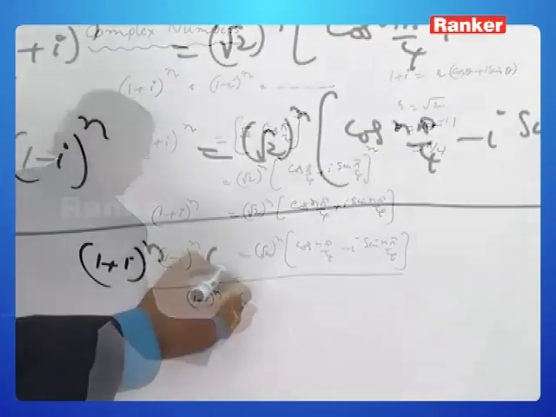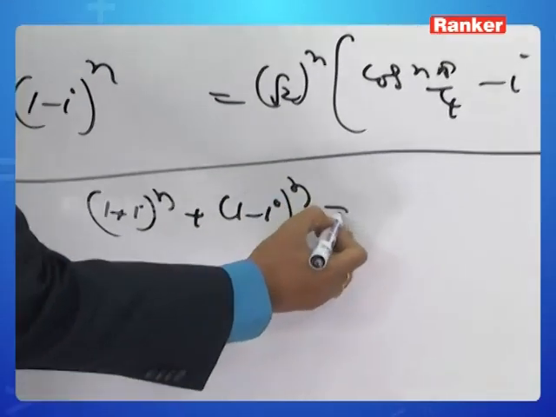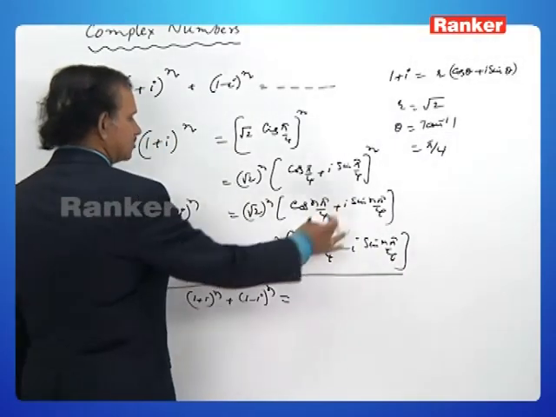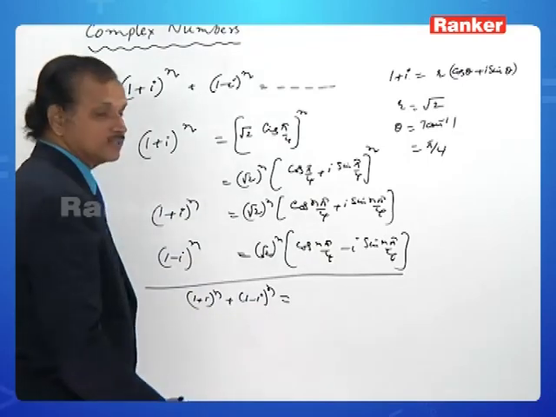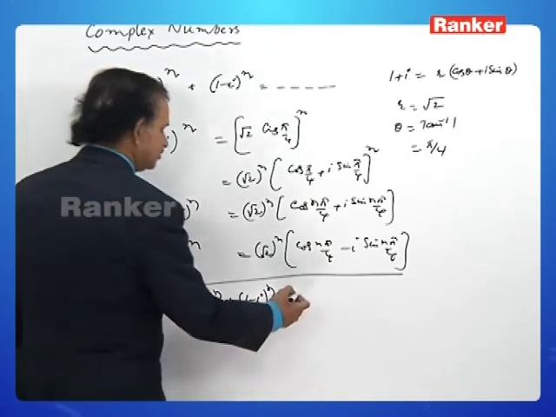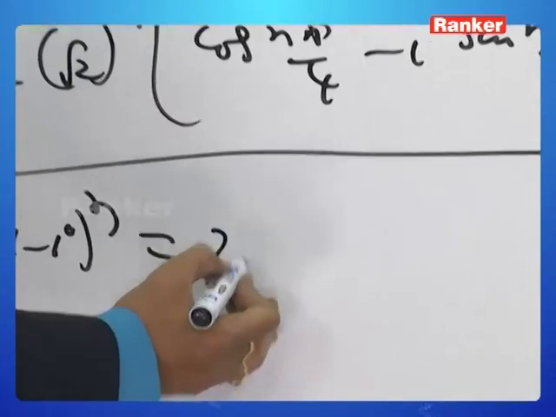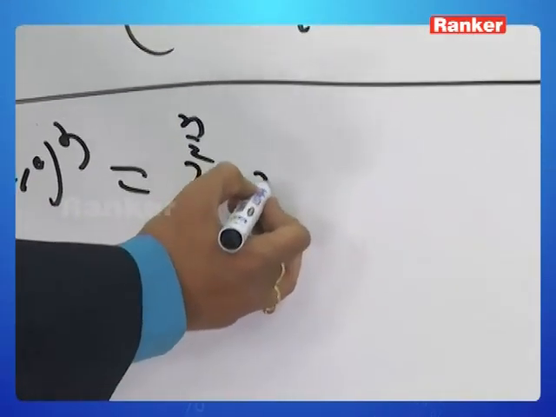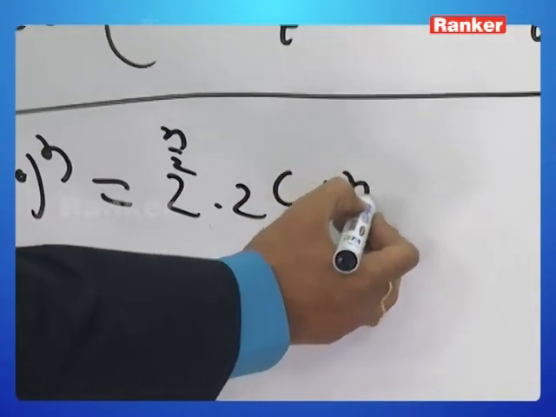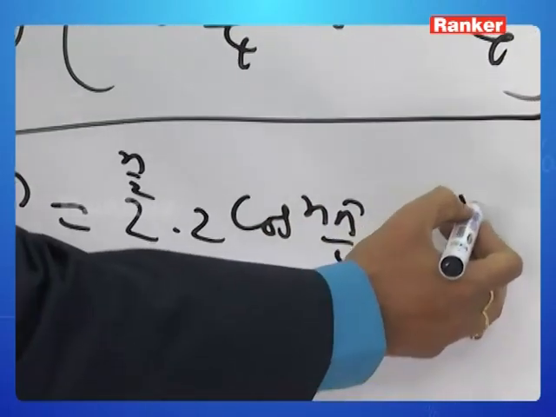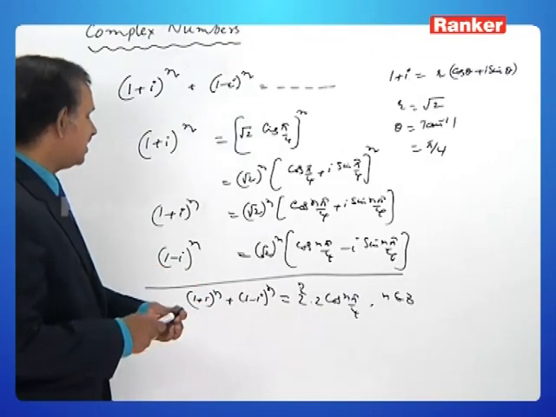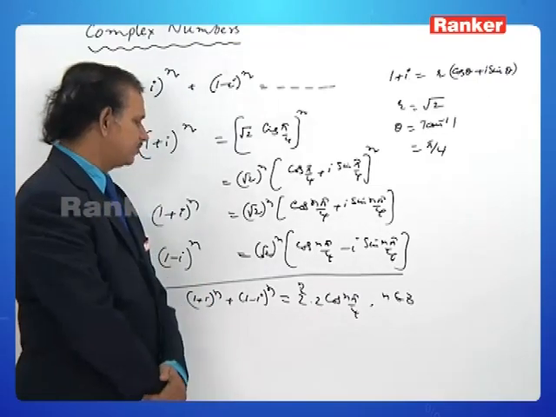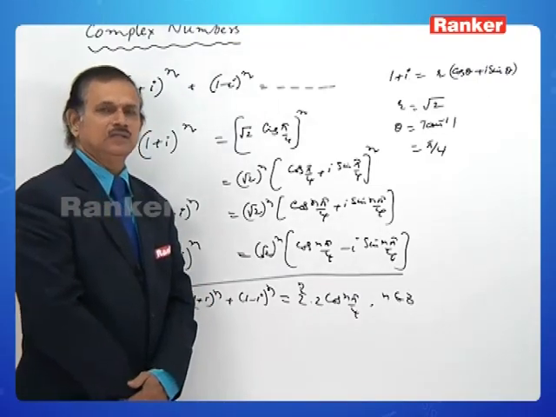And therefore, by adding these two, the requirement, that is 1 plus i whole to the power of n plus 1 minus i whole to the power of n is equal to, you add these two, the sine terms will be cancelled. Cos n pi by 4 plus cos n pi by 4 is 2 cos n pi by 4. So it is root 2 power n, meaning 2 power n by 2, into 2 cos n pi by 4, and n belongs to Z. This is the answer. 2 power n by 2 into 2 is 2 power n by 2 plus 1.